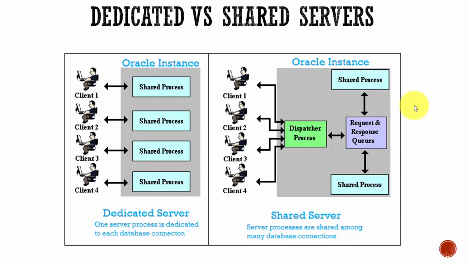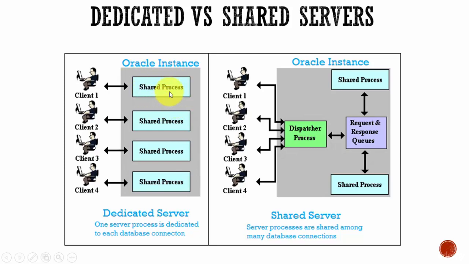In this session, let's learn about dedicated versus shared servers. Okay? We know when a user makes a connection to the Oracle instance, a process is created on the server. Right? This process is dedicated to that one user's session. If we have 4 users running, we have 4 processes running in the Oracle instance. That means for every user connection, there is a new process created within the Oracle instance.